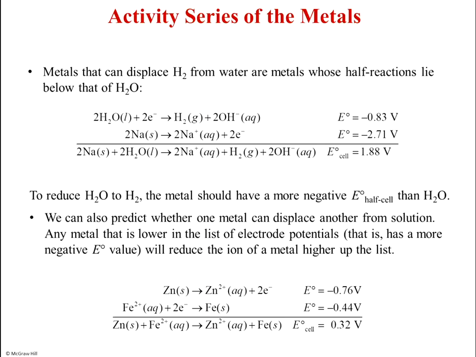We can also see if one metal can displace another. We simply see who has the larger standard reduction potential in the positive sense. We can compare zinc 2 and iron 2. Zinc 2 going to zinc metal has a standard reduction potential of minus 0.76 volts. Iron 2 going to iron has a standard reduction potential of minus 0.44 volts. Therefore, iron is more stable in the metallic form. If these two cells are in contact, zinc metal will react with the iron 2 to produce zinc 2 and iron metal. And the standard cell voltage will be 0.32 volts.